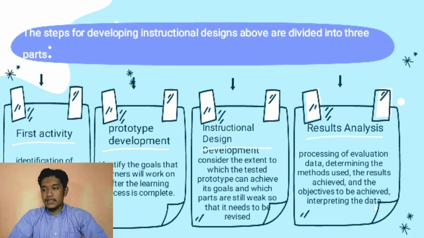And the last step is result analysis, which is the processing of evaluation data, determining the methods used, the results achieved, and the objectives to be achieved, and interpreting the data.